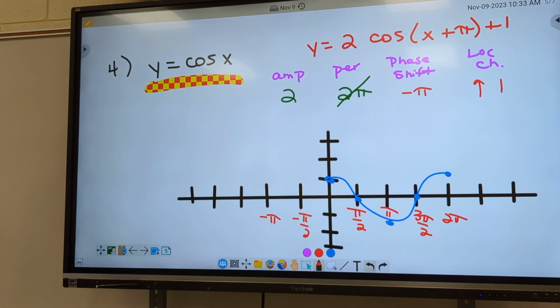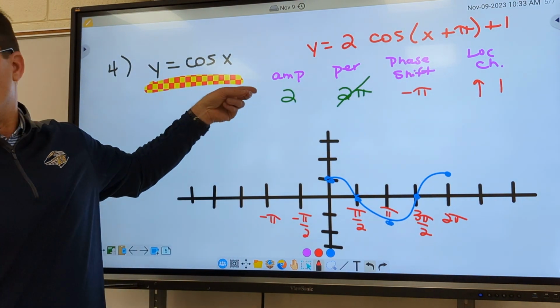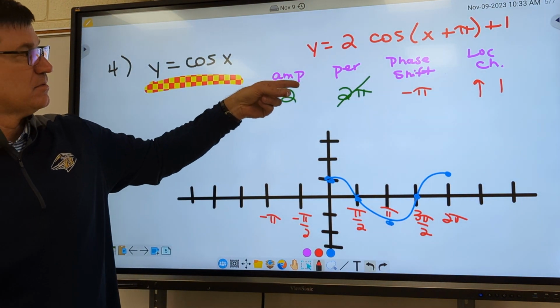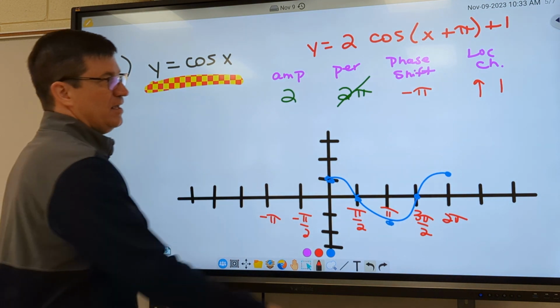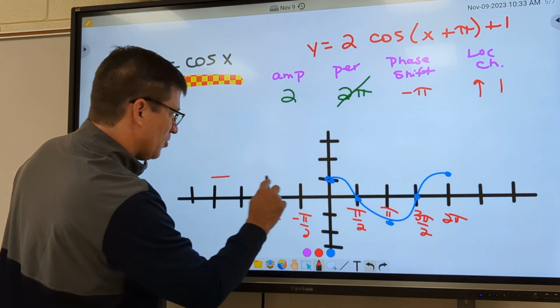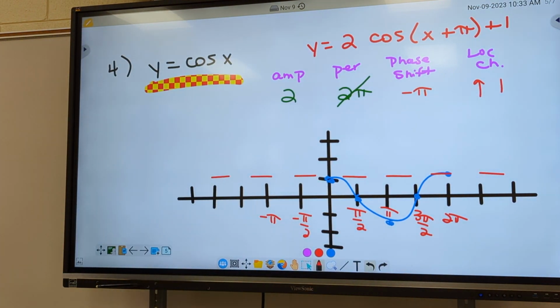Where do I start if I got to change more than one thing? Start in the back, work your way to the front. All right, so first thing we're going to do is location change. That one's really easy. It says up 1. I need y'all to move everything up 1. First, I need y'all to put a dotted line up 1. That is going to be your new x-axis.